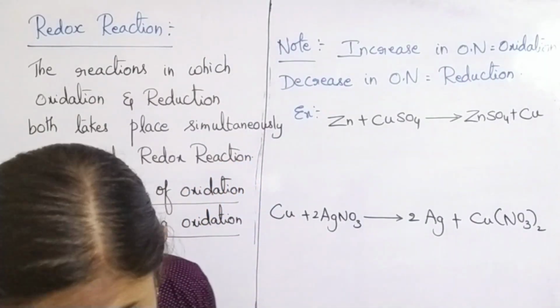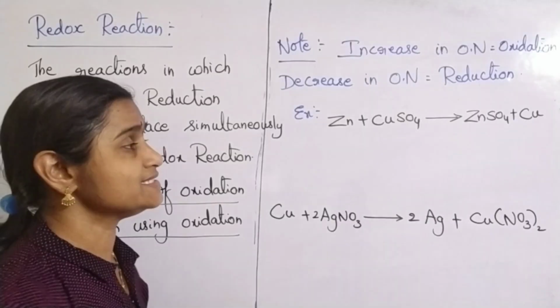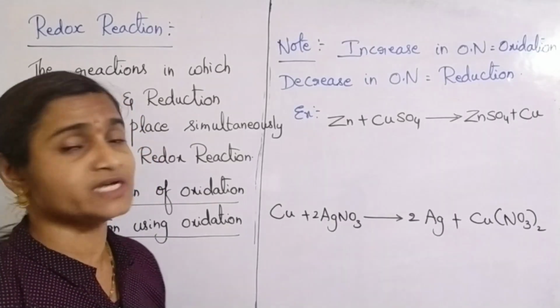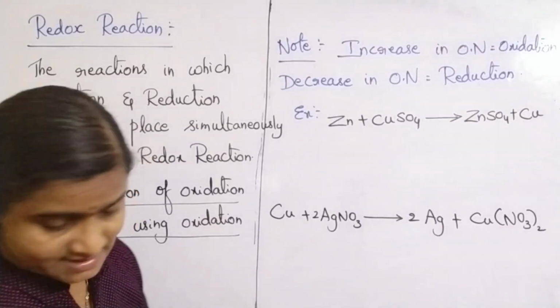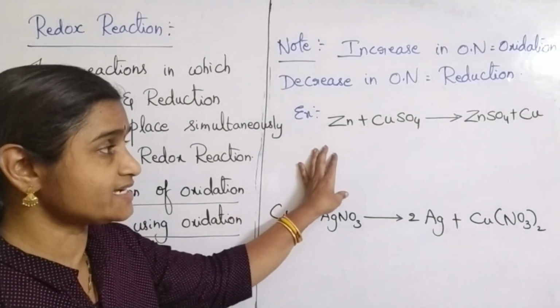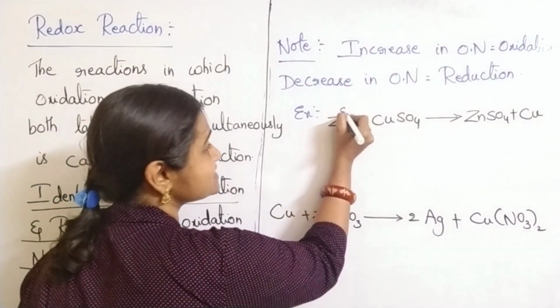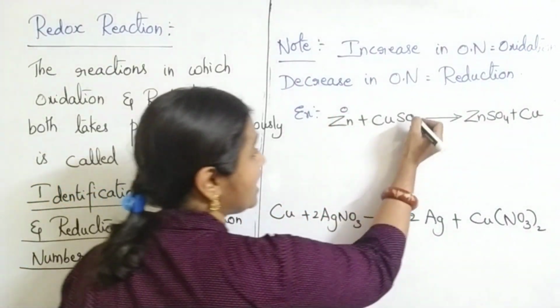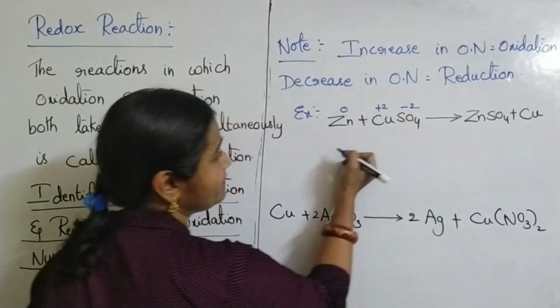Okay, let us verify these examples. Here one equation is given to you: Zn plus CuSO4 gives rise to ZnSO4 plus Cu. Let us assign oxidation numbers for all these elements and compare the oxidation numbers from reactant side to product side. Zinc in its elemental state has oxidation number 0, and for the sulfate ion it is -2, and that's why for copper it will be +2.